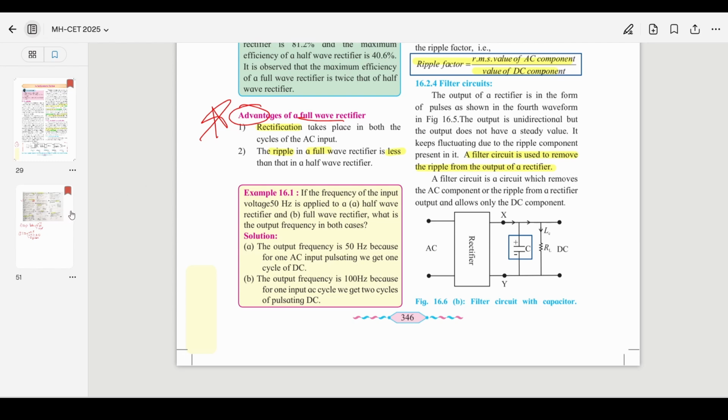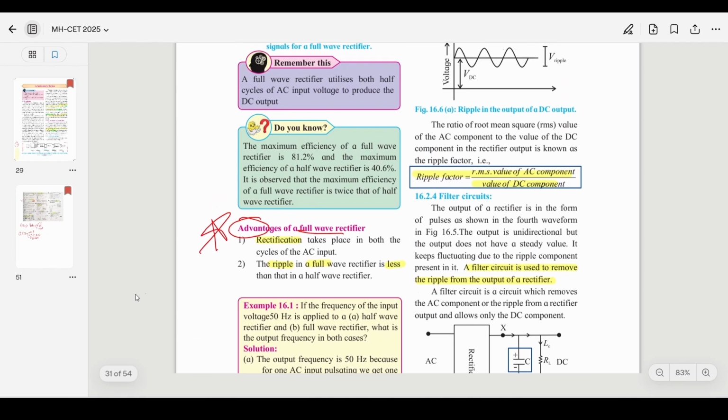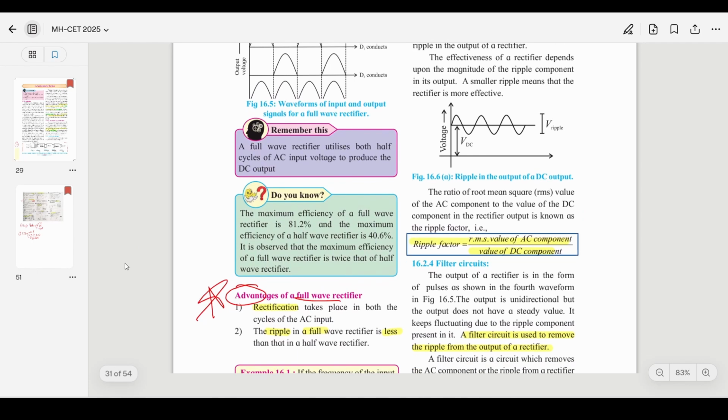Okay, so such questions, you should never go wrong in such questions. You need to have 100% accuracy in such questions. You have to mark them right because these are questions that have been asked directly from the textbook. What else do you want?